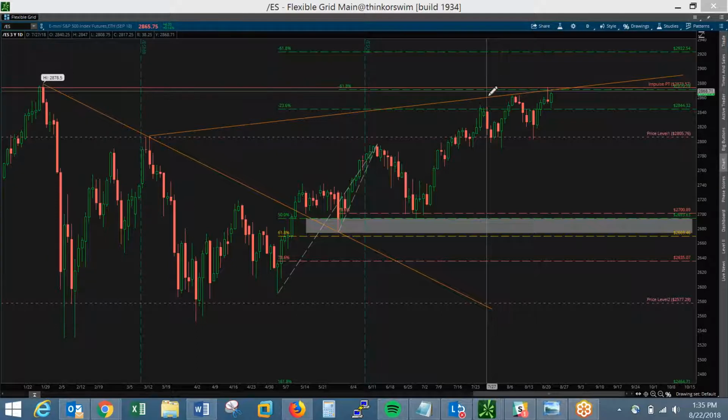Hey guys, I wanted to do this yesterday. I never ended up finding the time to do it. So what I wanted to do was just recap the ES swing long that I had.